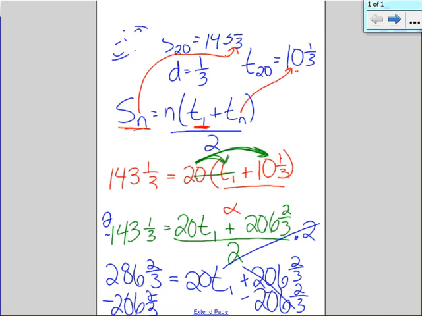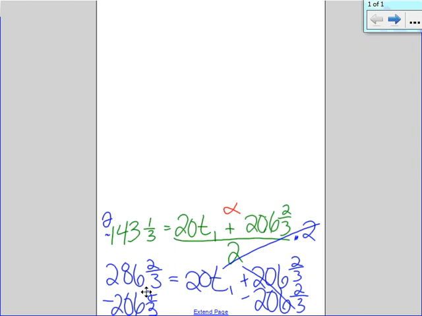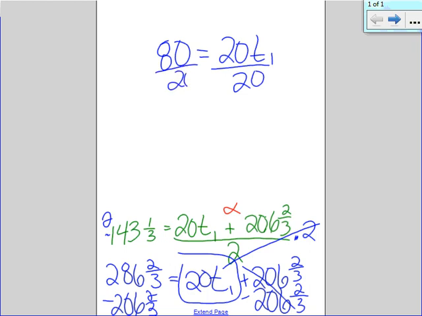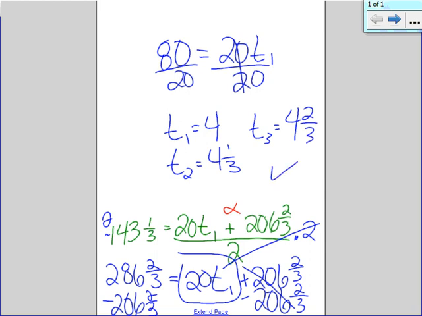So let's do that up here. 286 2/3 minus 206 2/3 is 80. And that's equal to 20T1, which is from down here. Divide by 20, divide by 20, and I've got T1 equals 4. Now that's part of my question, but not the whole thing. The question actually asks you to please go and find the first 3 terms of the series. So I know if that's the first one, and the common difference is 1/3, I'm going to add 1/3 for the next one, add 1/3 for the next one. And then I've actually answered my question.